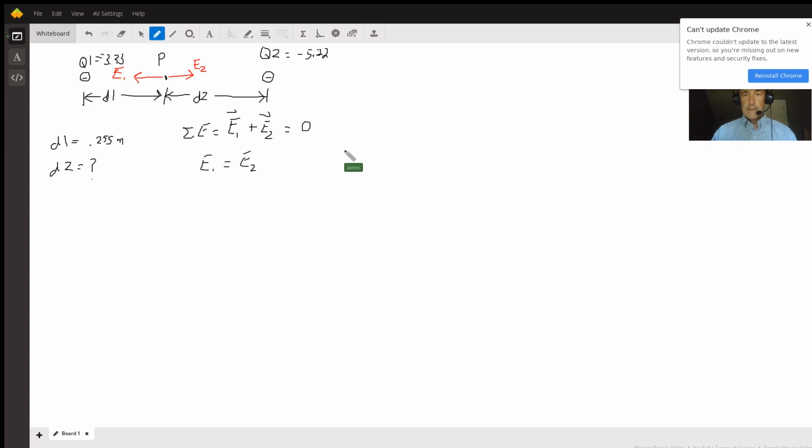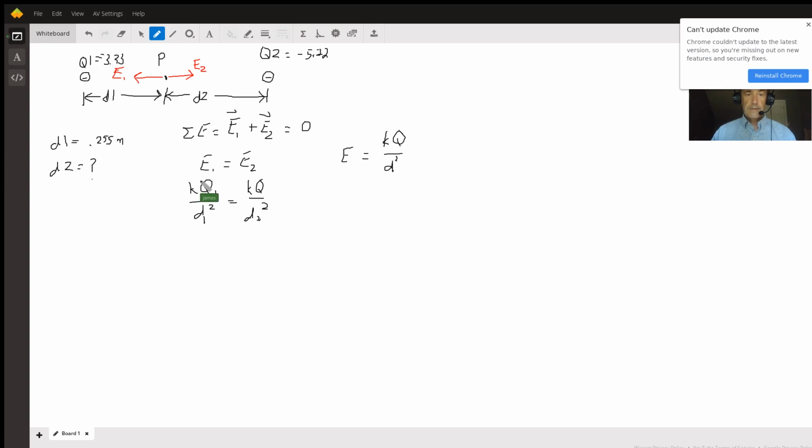We know, generally speaking, that the electric field created by some point charge is equal to the constant K times the charge divided by the distance squared. So in this case, we can say that K times Q1 divided by D1 squared must equal K Q2 divided by D2 squared.